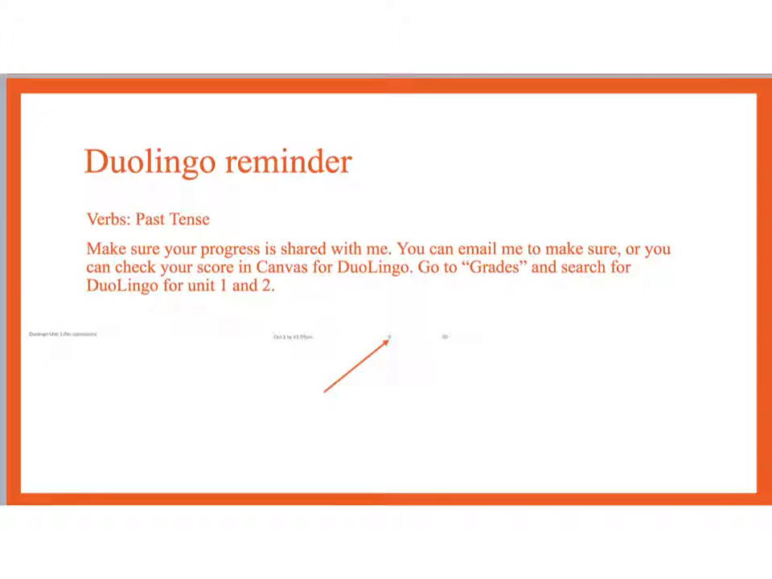But first, quick Duolingo reminder, make sure you complete the verbs in the past tense. You need to complete that skill, and there's a few lessons involved with that. Make sure your progress is shared with me. You can email me to make sure, or you can check your score in Canvas for Duolingo. If you see a 0 there, that means that you have not shared your progress with me.